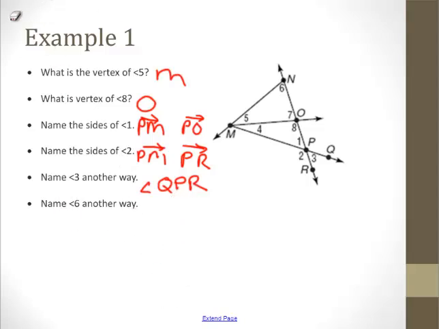And now name angle 6 in another way. We're going to do the same thing. The only difference is there are no other angles here that have other important significance, so we're able to just call this one angle N.